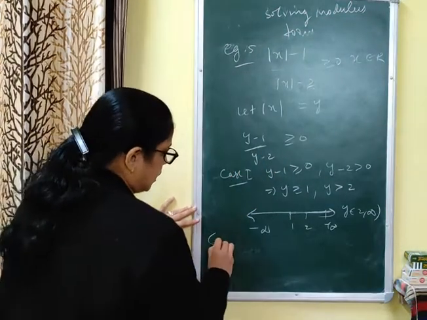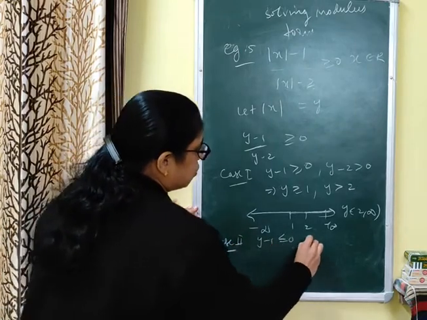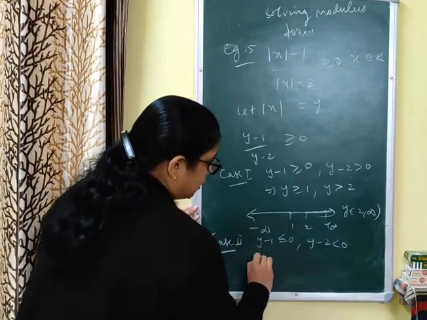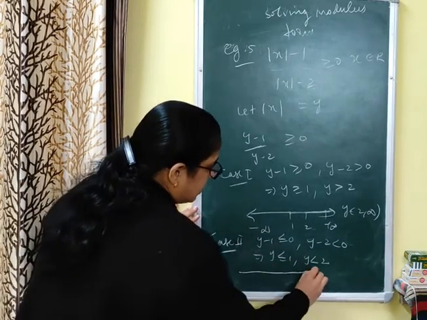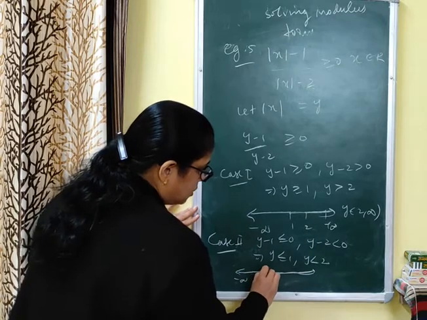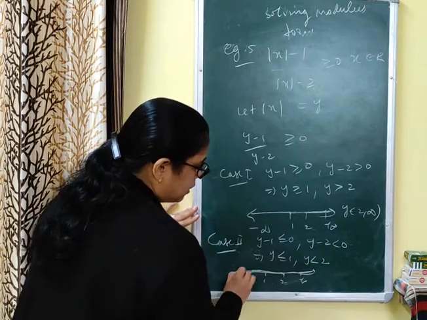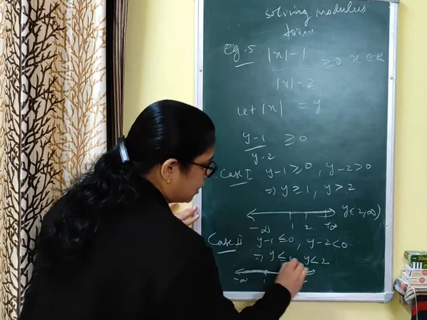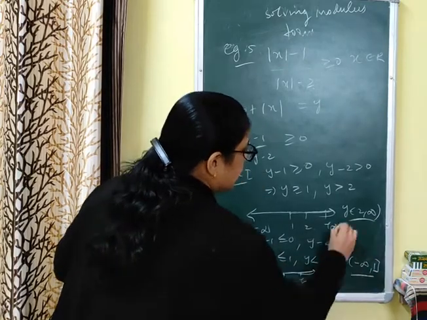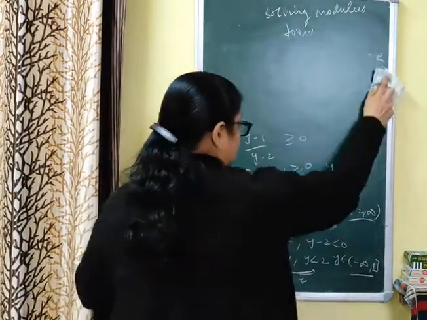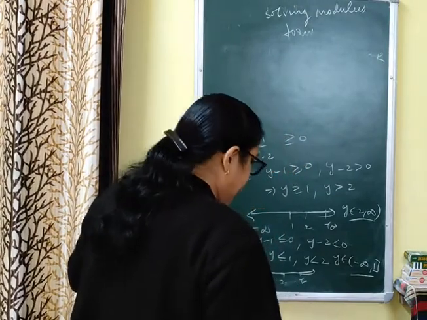What will we take in the second case? Case 2: y minus 1 less than or equal to 0, y minus 2 less than 0, that is y less than or equal to 1 and y less than 2. Again if you draw the number line, this is 1, this is 2, this is infinity. y less than 2 means this region, y less than or equal to 1 means this region, the common region is y belongs to minus infinity to closed 1. Only one came.